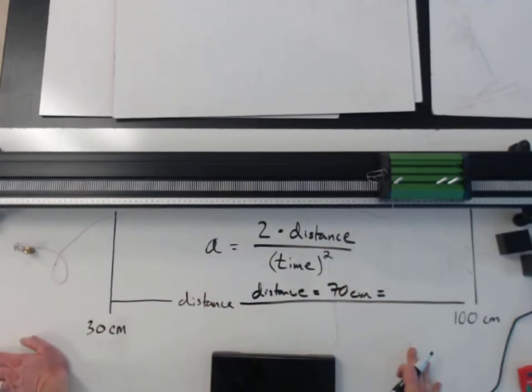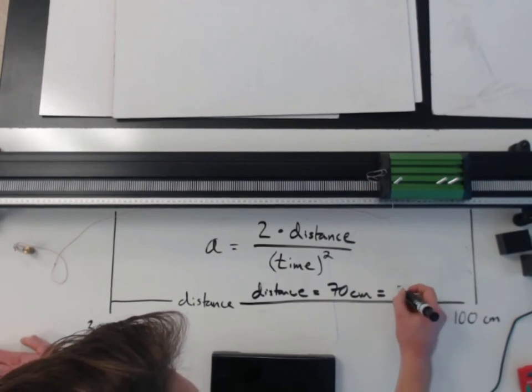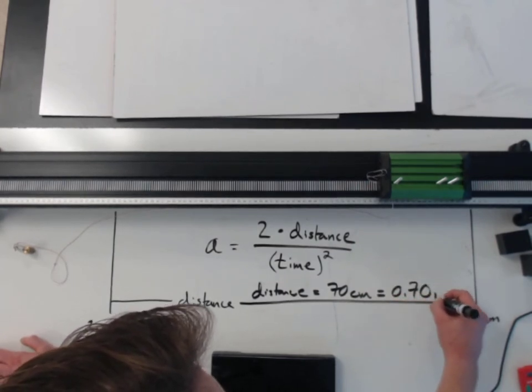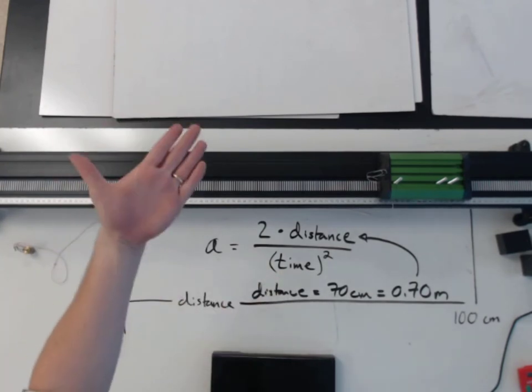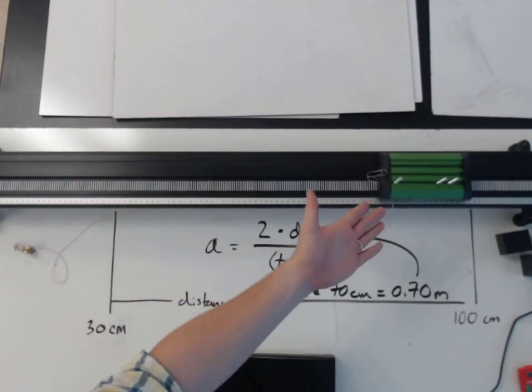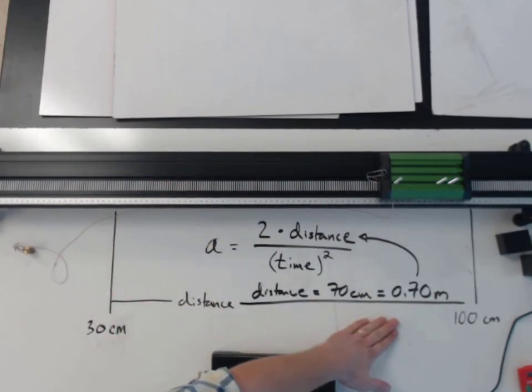But we're going to convert it into meters. So to go from 100 centimeters to meters, I just need to divide by 100. So this is going to be 0.70 meters. So there's my distance that I'll use every time I'm calculating the acceleration for each of our trials. Our time we're going to have to record for each trial because I'm going to have a different mass. So our distance will stay the same.